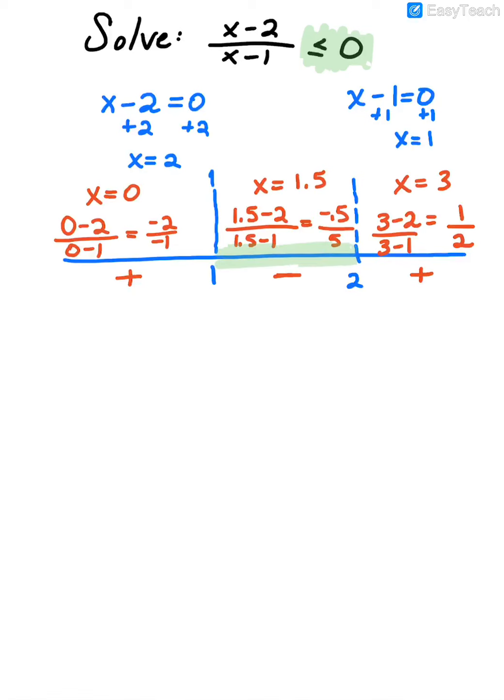And since it specifically says equal, that it could be equal to 0, that means we are going to include those endpoints. So we include the 1 and 2 as part of our graph. That would be our graph, and then our solution set written in interval notation. We see the graph goes from 1 to 2, and since it includes the endpoints, we put those in square brackets to show that they are included.